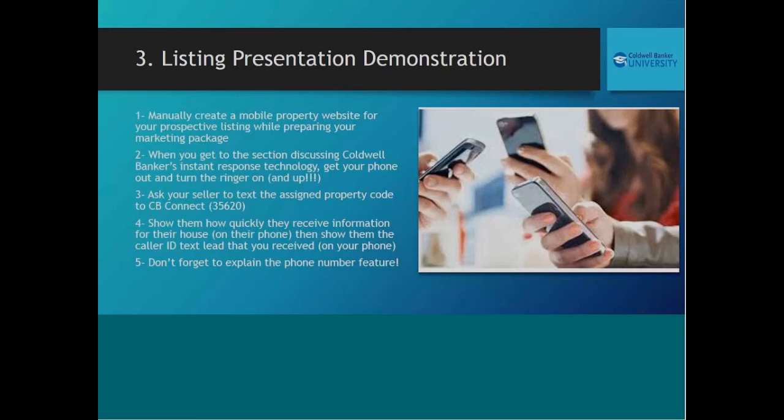And how you do that is go in and manually create a mobile property website for your prospective listing. So a day or two in advance of that listing appointment, drive by the house, take a really nice picture of the outside of the property. Photos mean everything in our advertising. And go in and manually create that mobile property website on that cbmobileconnect.com desktop platform that we were just in. Now, when you have that done and you have that ready, you'll have a property code assigned to the listing. So it's ready to go.